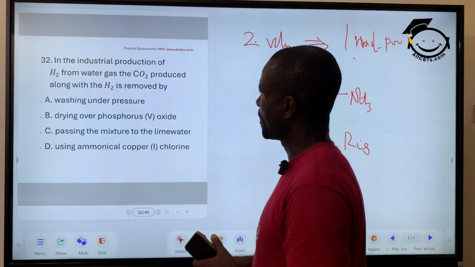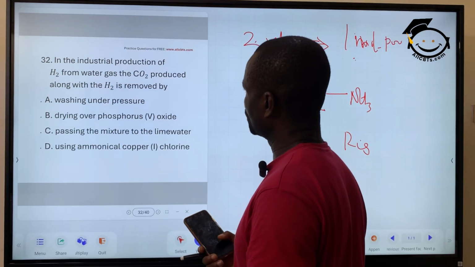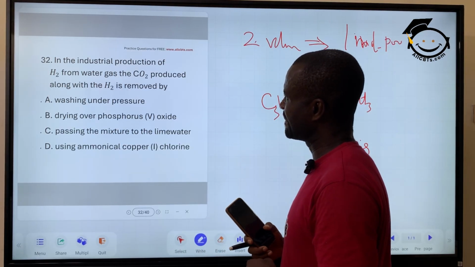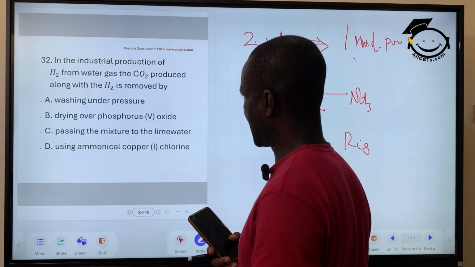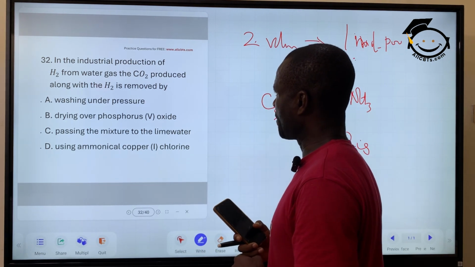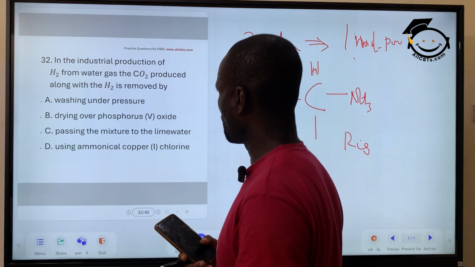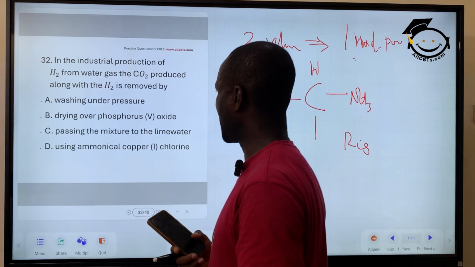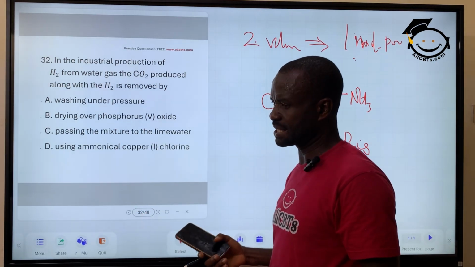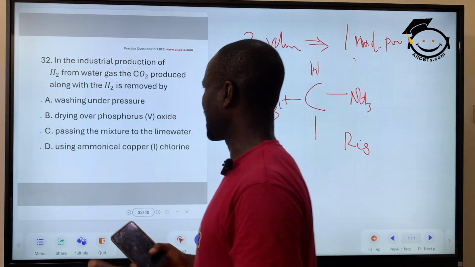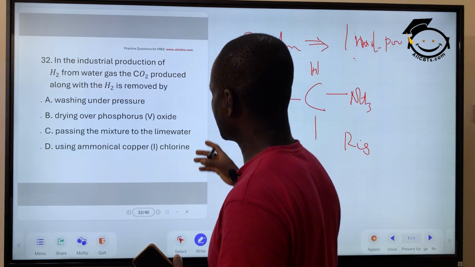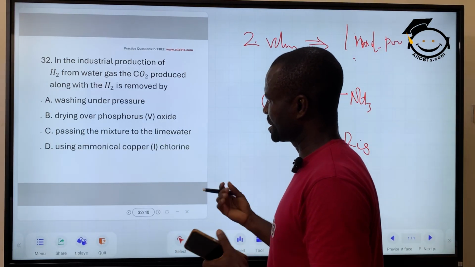Number 32. The industrial production of hydrogen from water gas. The carbon dioxide produced along with hydrogen is removed. But how do we remove it? We have a mixture of gases, hydrogen and carbon dioxide, and we want to eliminate carbon dioxide. How? What's the best method?